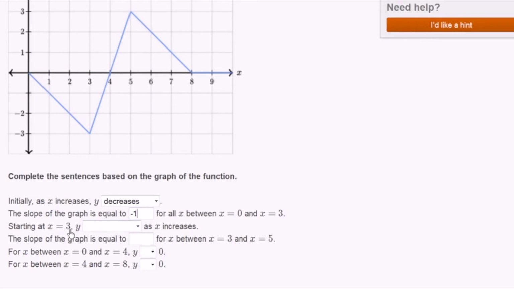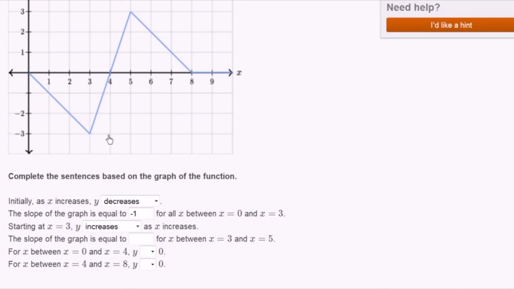Starting at x equals 3, blank, y blank as x increases. So starting at x equals 3, y increases as x increases. As x increases, y is increasing. So y increases as x increases. The slope of the graph is equal to blank, but for x between 3 and 5. For x between 3 and 5.